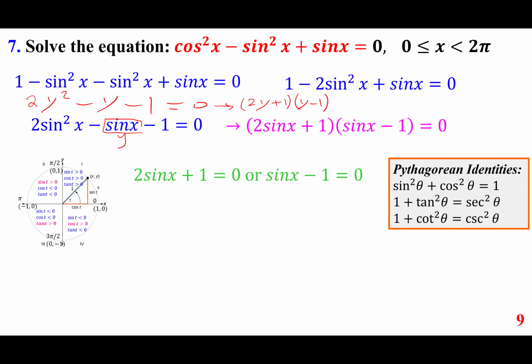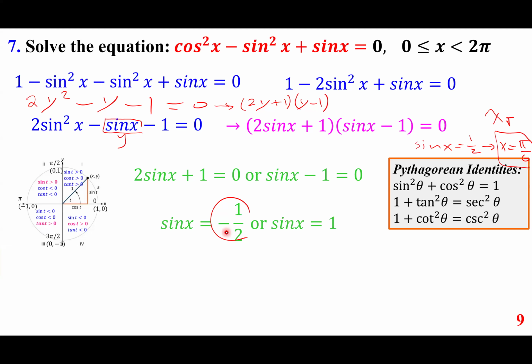If the first one is 0, sine x becomes negative 1/2. If the second one is 0, it becomes positive 1. Now, positive 1, x is pi over 2. But as far as negative is concerned, remember, first think of the 1/2, which gives you pi over 6. Okay, I want to write it here. Sine x equals 1/2. x is pi over 6. This is the reference arc, okay?